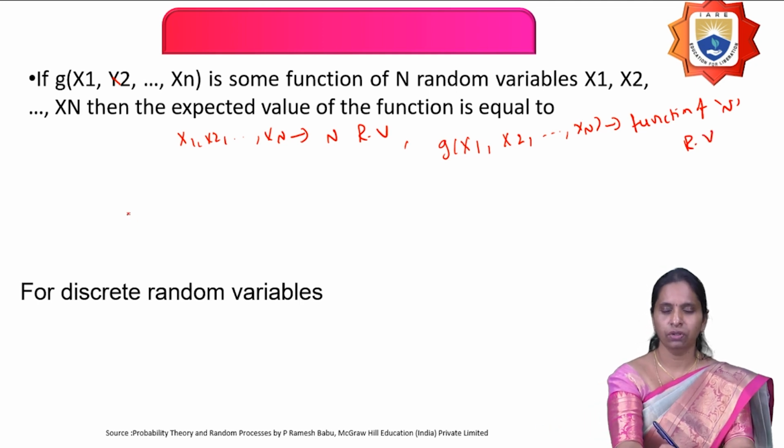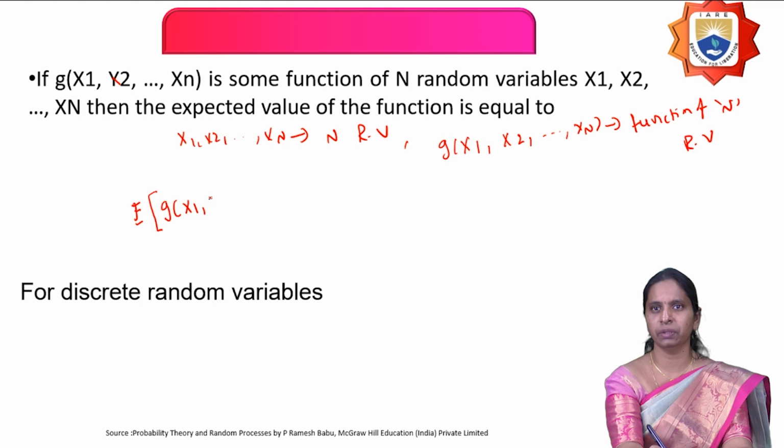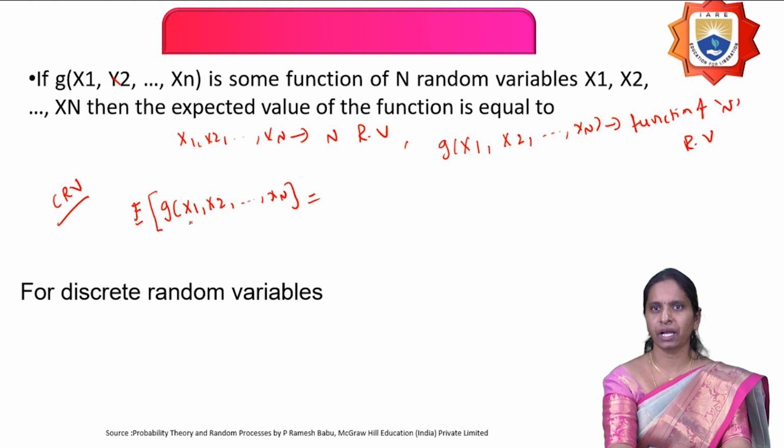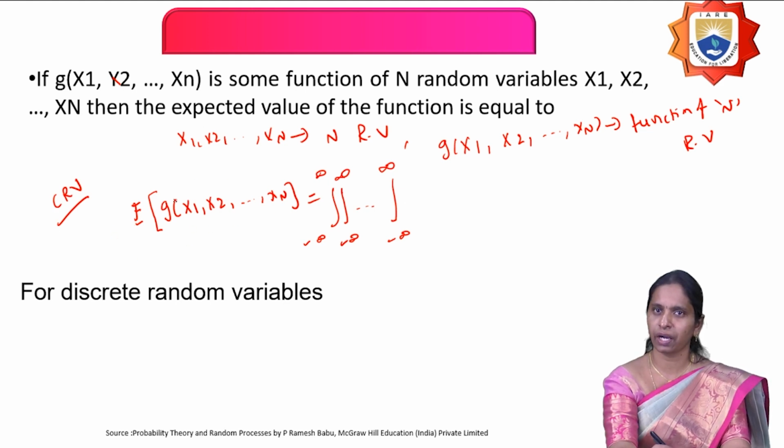Now you have to write the expression for the expectation of a function of these n random variables, g of x1, x2 and so on xn. In case of continuous random variables, how can you write down the expectation? How many random variables do you have here? N random variables. Therefore, how many integrations are you going to get? N number of integrations. So, x1 is from minus to infinity and x2 is also from minus to infinity and so on, xn is also from minus to infinity. So, expectation of any function is that function you have to write down.